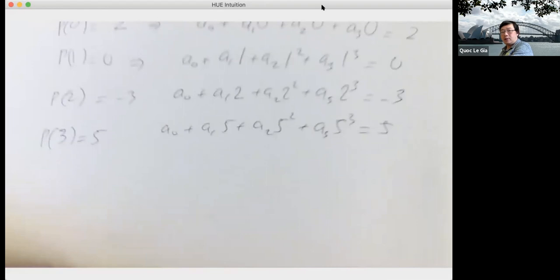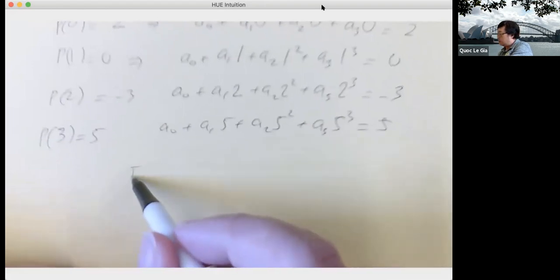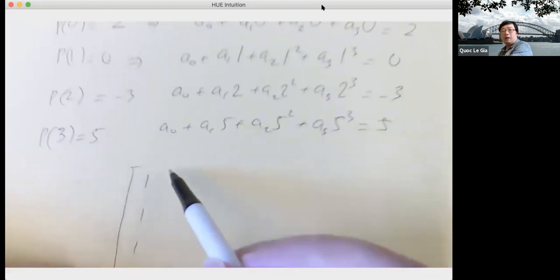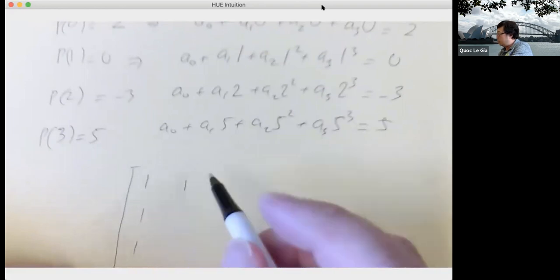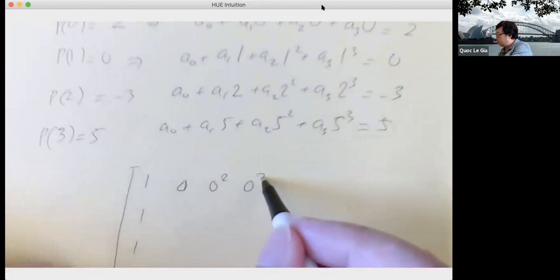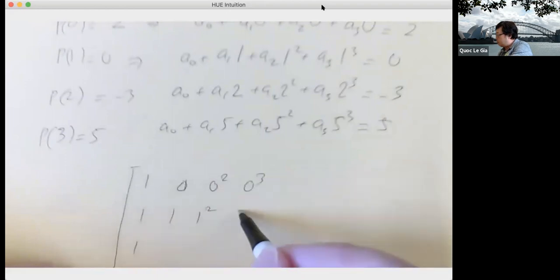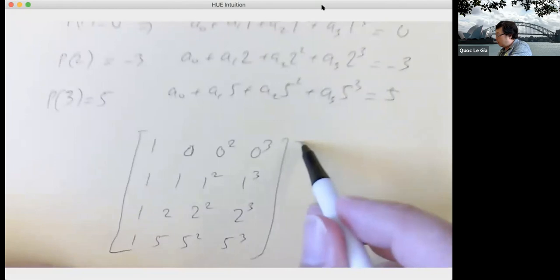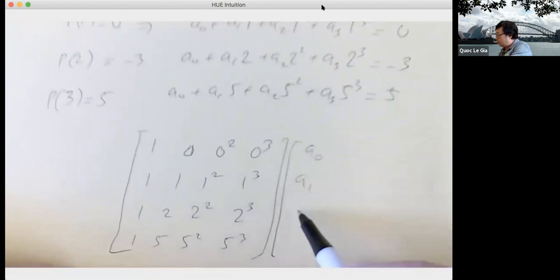Okay, so you write 4 equations in terms of a linear system like this. So the first row will be 1, 1, 1, 1. And then after that, you have 1 here. Sorry, you have 0 here. Yeah? 0, 0 squared, 0 cubed. And 1, 1 squared, 1 cubed. 2, 2 squared, 2 cubed. 5, 5 squared, 5 cubed. Okay. Times A0, A1, A2, A3. So you have to solve this linear system. Okay.